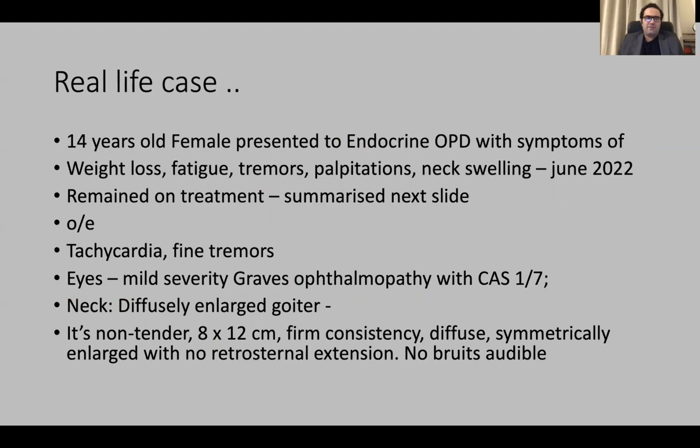So we end with this real life case. A 14-year-old female presented to the endocrine OPD with symptoms of weight loss, fatigue, tremors, palpitation, neck swelling. On examination, fine tremors, tachycardia, mild Graves ophthalmopathy with a clinical activity score of 1/7. Neck is diffusely enlarged goiter.